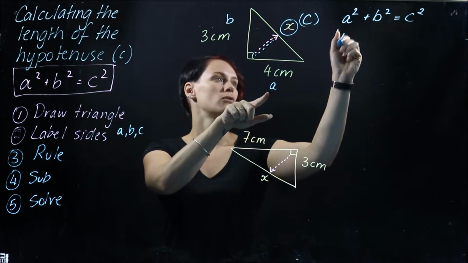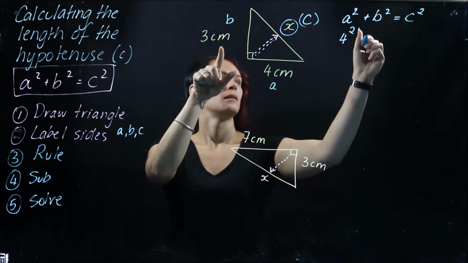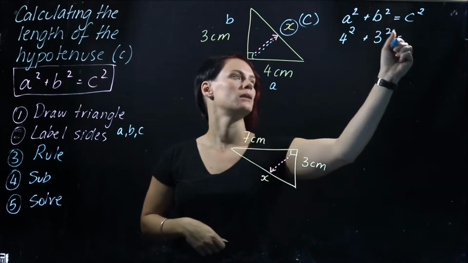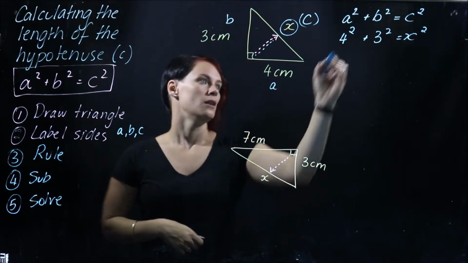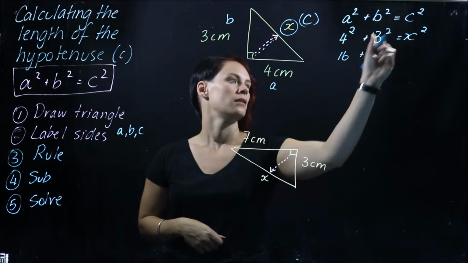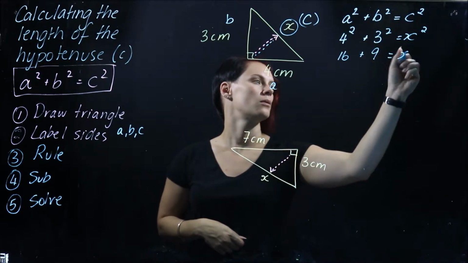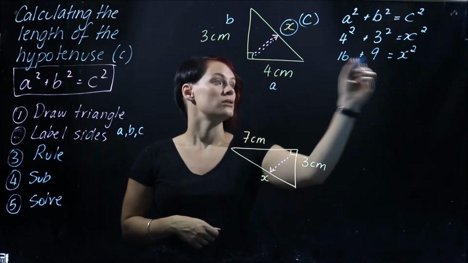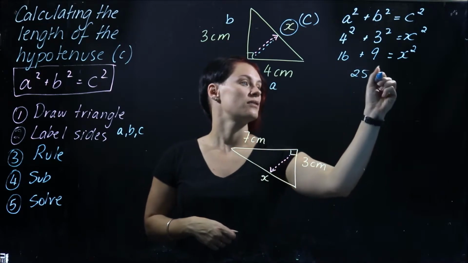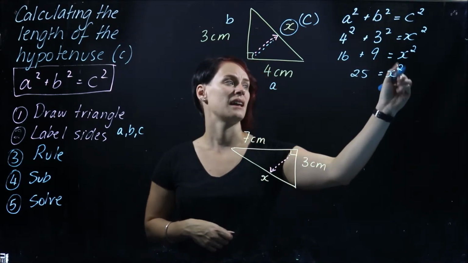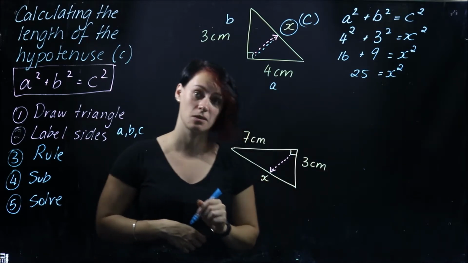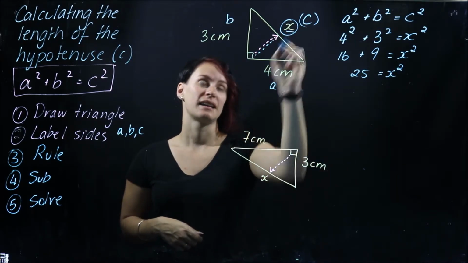So a is 4, 4 squared plus 3 squared will equal our, well in this case it's an x squared, okay? 4 squared is 16, 3 squared is 9, and we don't know what x squared is yet. We do know that 16 plus 9 gives us 25, and that's going to give us x squared. Now even though we're down to one number, we're not there yet, because we still have got x squared, and we are just looking for x on its own.